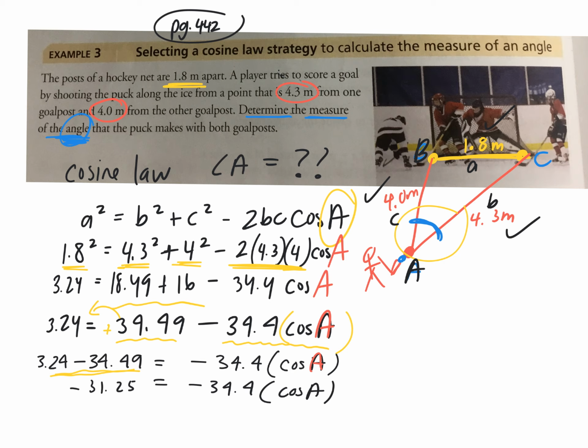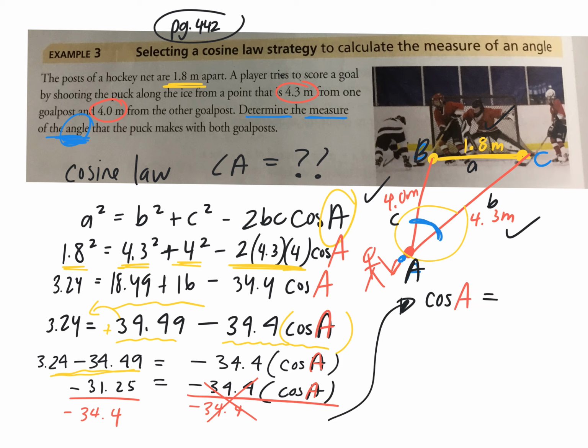So I'm trying to isolate cos A. What do I have to do to isolate cos A? Yep. You divide negative 31.25 by negative 34.4. That's how we are isolating cos A. So I have to divide this by negative 34.4. So we're left with, I'm going to put it over here, cos A equals, what is this divided by that? It makes sense because we have a negative divided by a negative, which is going to give us a positive. And what do we get?